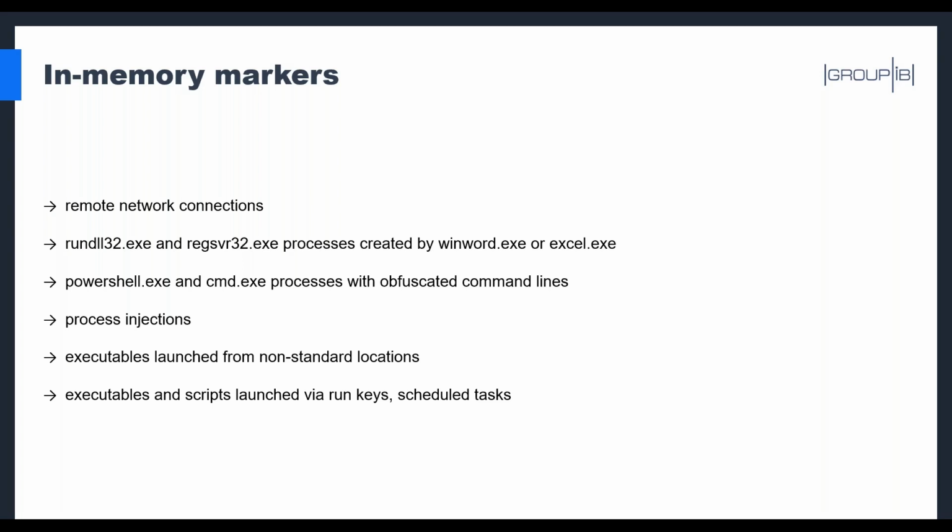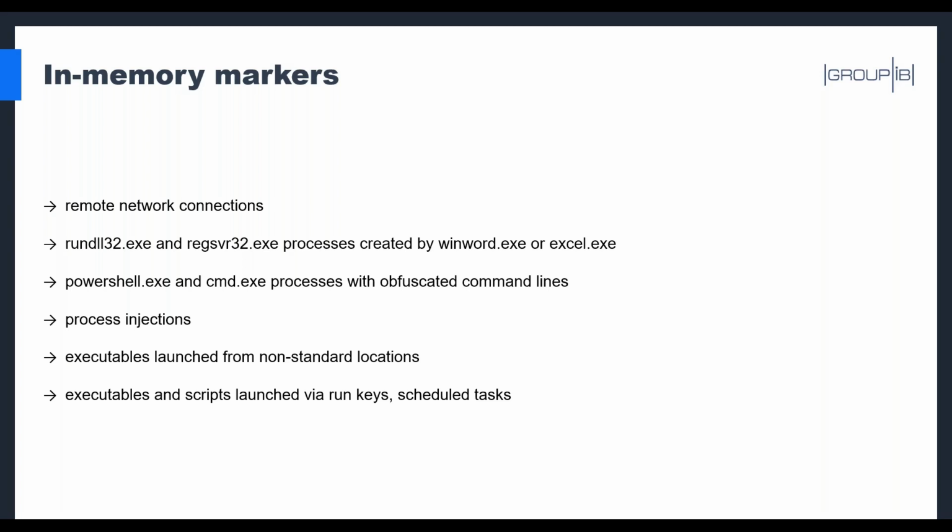We also need to pay attention to creation of such processes as rundll32 or regsvr32, because these processes are usually created by some commodity malware during the initial execution, especially when we have these processes related to processes of Windows, Word, or Excel applications. Also, for sure, we need to pay attention to PowerShell and CMD processes, especially if they are running with some obfuscated command lines. So we need to try to somehow get information about these command lines and their content.